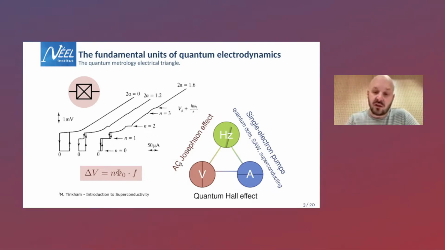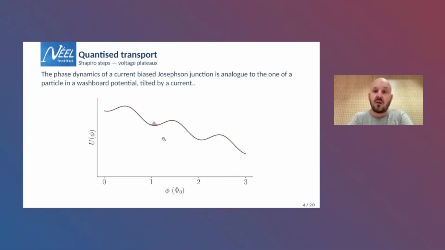All right, so let me start with the AC Josephson effect and give you a cartoon of why we observe these steps. If you current bias a Josephson junction and look at its phase dynamics, it is very similar to what you would have in a washboard potential, in a tilted washboard potential, I would say.